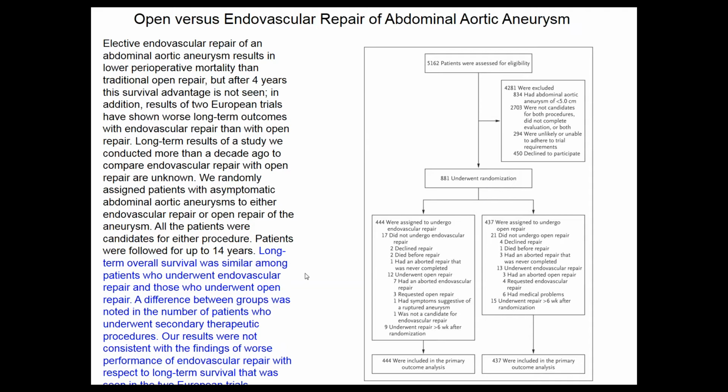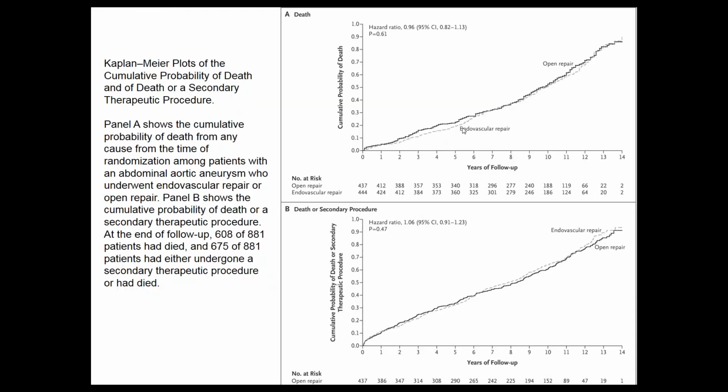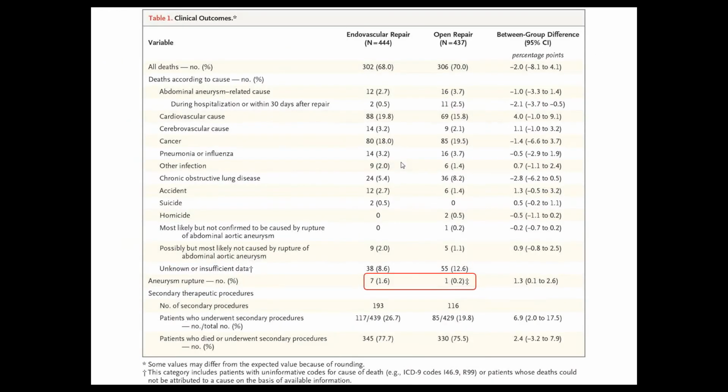What we see here is that long-term survival was the same in both groups, and death or the requirement for a secondary procedure was also the same. This is a long follow-up on these old sick patients extending to 14 years after randomization. Most of the patients have already died, but they didn't die from ruptured aneurysm, as we're going to learn. They die for other reasons.